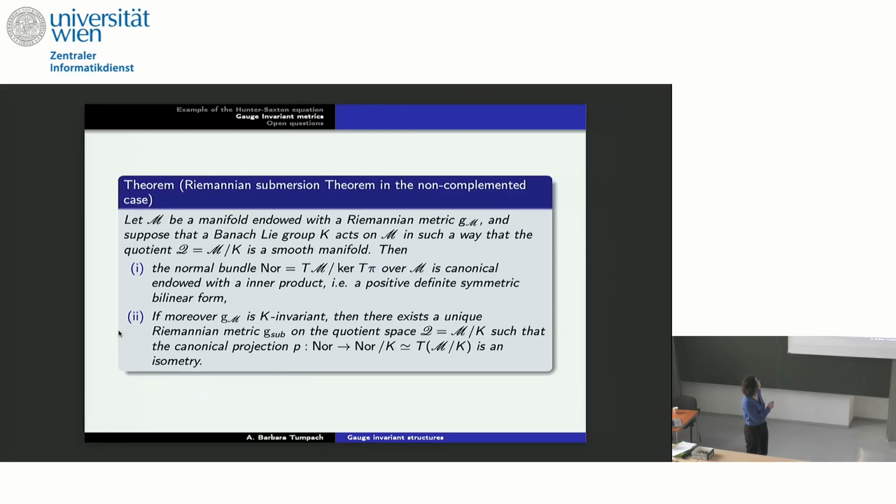Another possibility is to use a Riemannian submersion theorem. So here it's a classical theorem of Riemannian geometry, but in the case where you don't have a complement, so the kernel of the differential of the projection is not necessarily complemented. So in this case, you have to build the quotient space of the tangent space to the total space by the kernel of the differential of the projection. This is called the normal bundle, and you can use this normal bundle to endow the quotient space with a Riemannian metric. This Riemannian submersion theorem works also in the non-complemented case.